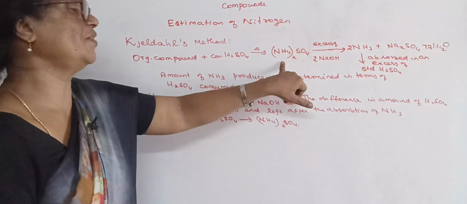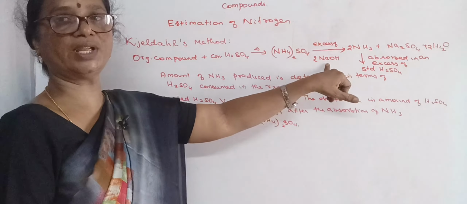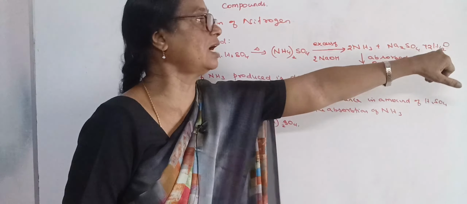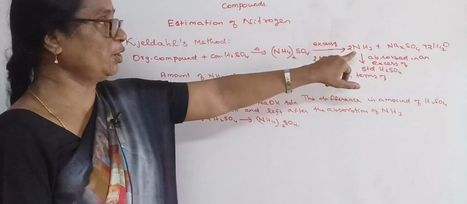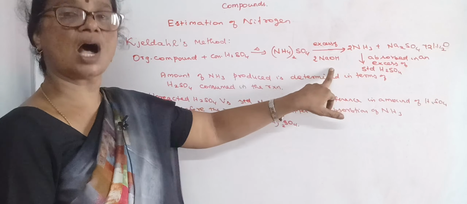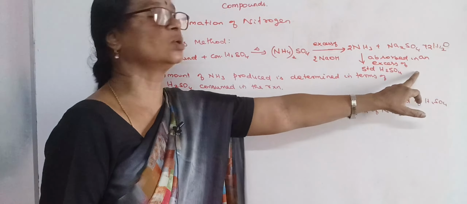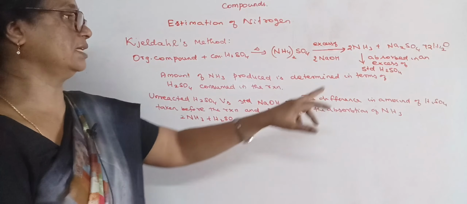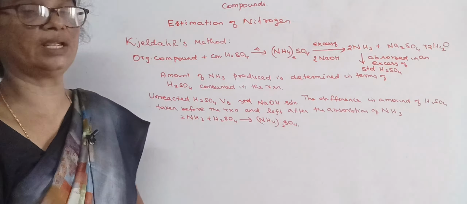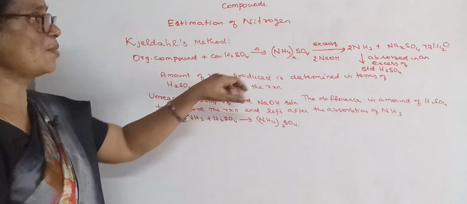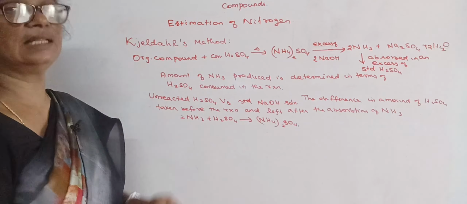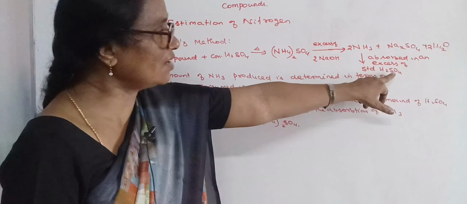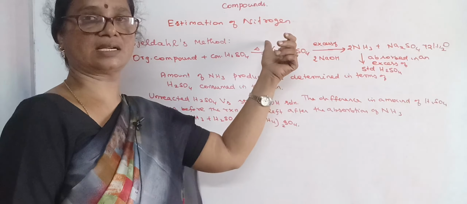This ammonium sulfate is then treated with excess sodium hydroxide solution, where you get ammonia, sodium sulfate and water. This produced ammonia is then absorbed in a solution of sulfuric acid whose concentration is known, so that is said to be a standard sulfuric acid. So the amount of ammonia produced in the reaction can be determined in terms of the amount of sulfuric acid consumed in the reaction.